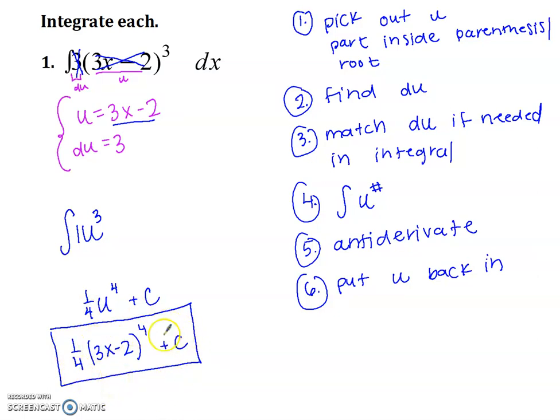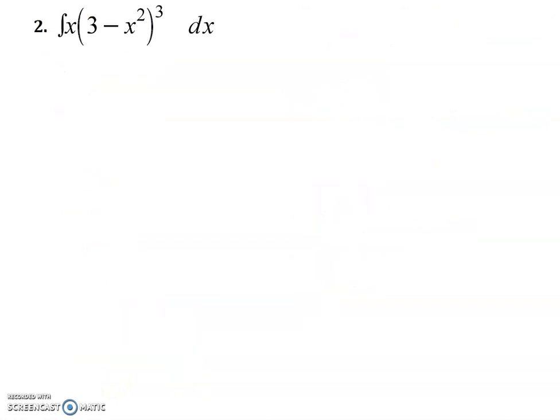So let's look at another one where du doesn't match from the given. For number 2, we have the antiderivative of x times (3 minus x squared) to the third. So first thing I want to do is pick out u. That's going to be the inside part. So u is going to be 3 minus x squared. It's always the part inside the parentheses.